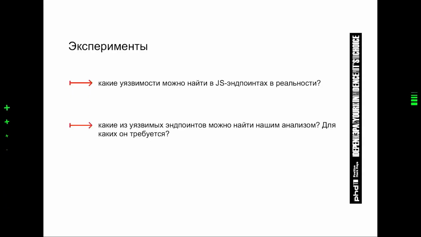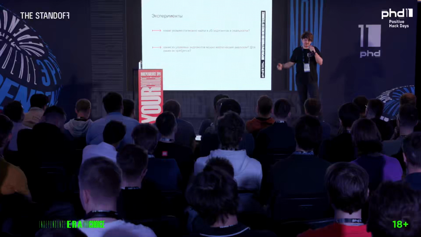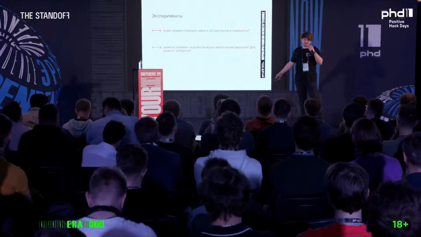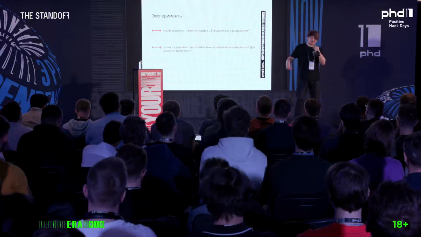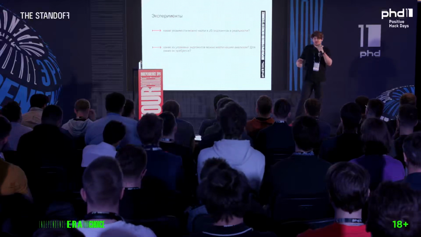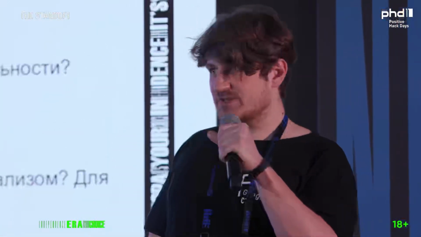Okay, this was all a bit abstract and theoretical, so how does it work with real vulnerabilities? What kind of vulnerabilities can be identified in JS in reality, and what can our algorithm work for? So we experimented. Generally speaking, the experiments were built in this way. We would take real web pages, we would get endpoints, and then we would scan them with a web scanner.